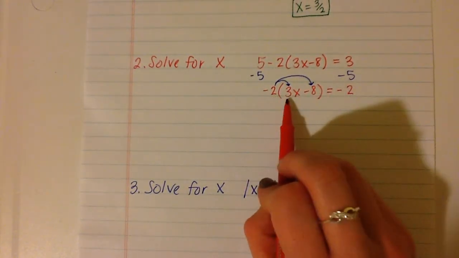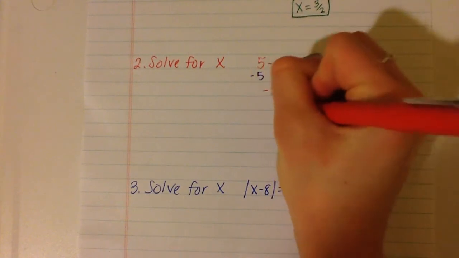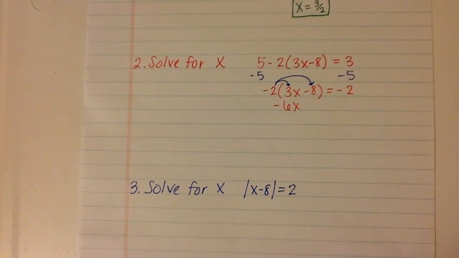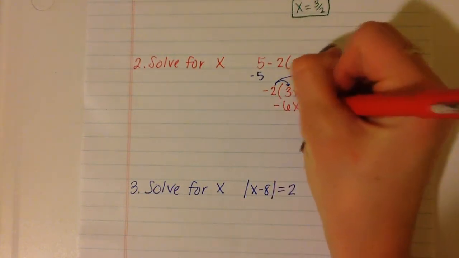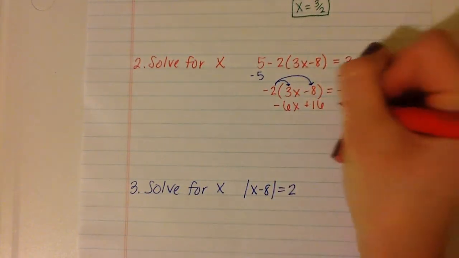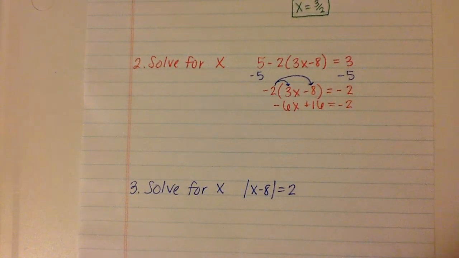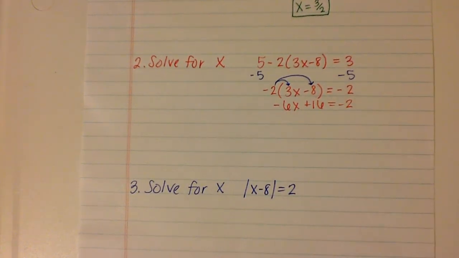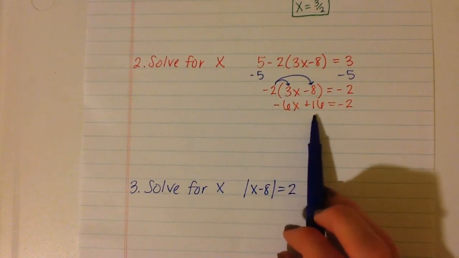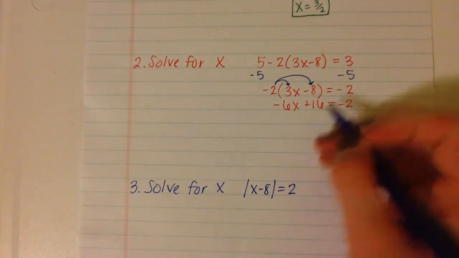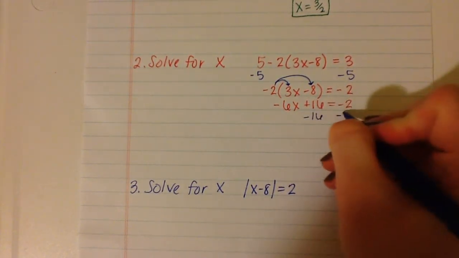So we have negative 2 times 3x would be negative 6x. Negative 2 times negative 8 would be a positive 16. And that equals negative 2. So we want to solve for x, so let's move the 16 over. So this is a positive 16, so we're going to subtract 16 from both sides.